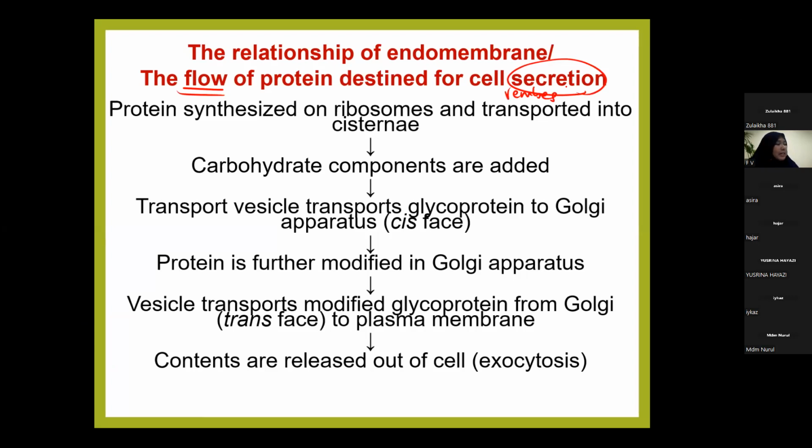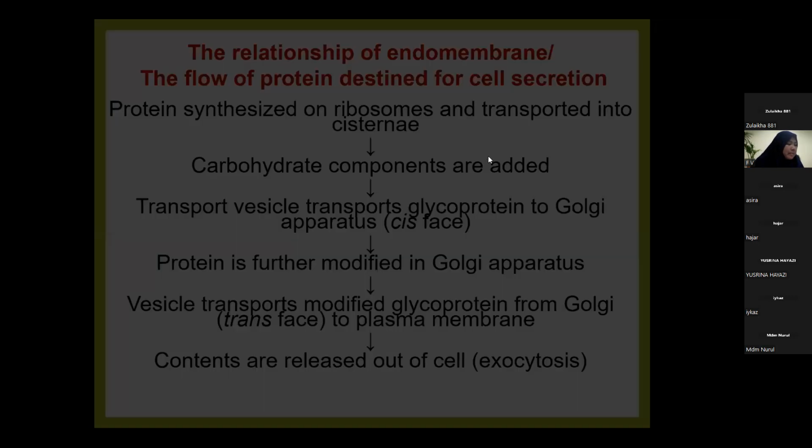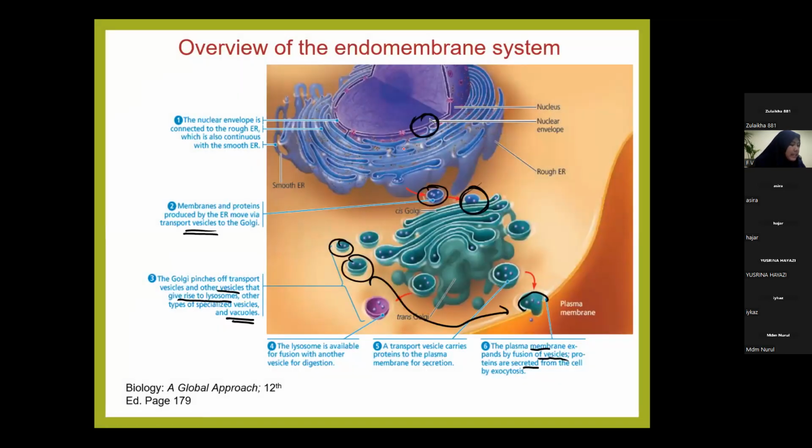Dirembeskan. Okay, yang pertama. Protein that is synthesized on the ribosome will be transported into the cisternae or into the lumen of ER. Protein yang telah dihasilkan will be transported into the cisternae ataupun dalam rongga-rongga of the ER. Okay, mana rongga-rongga ER? Yang ini. You can see here. Protein yang dihasilkan dekat ribosome ni akan transport dalam lumen. So, this is lumen. Rongga-rongga yang nampak ni dalam ER ni kita panggil lumen ataupun cisternae.